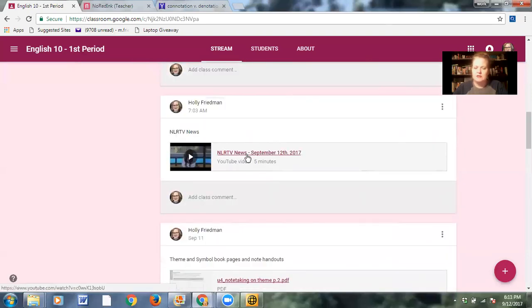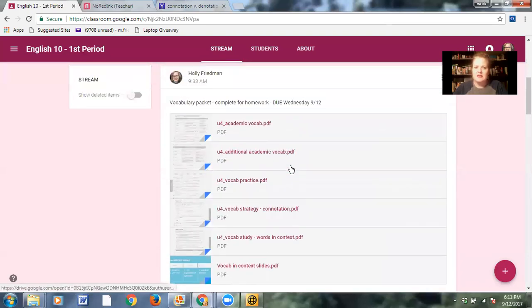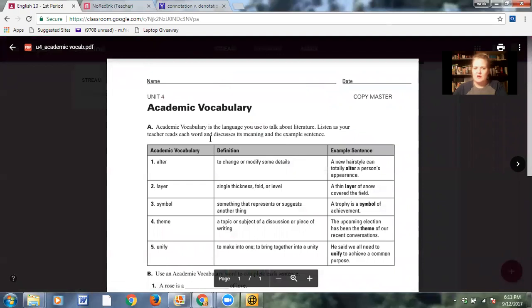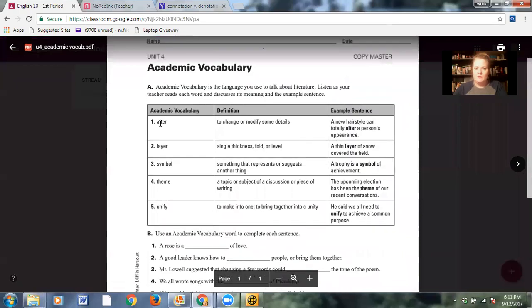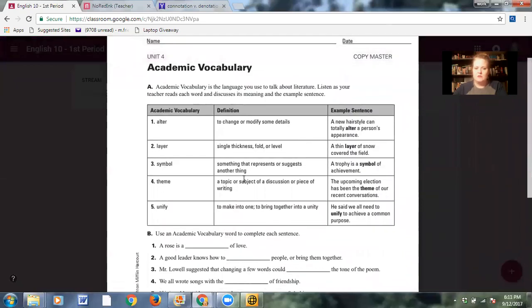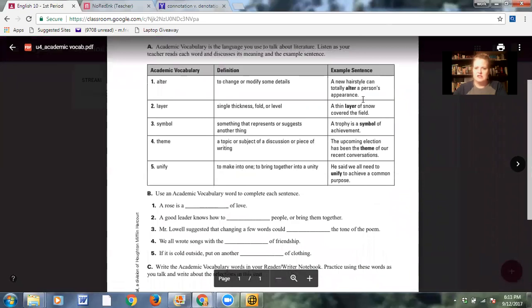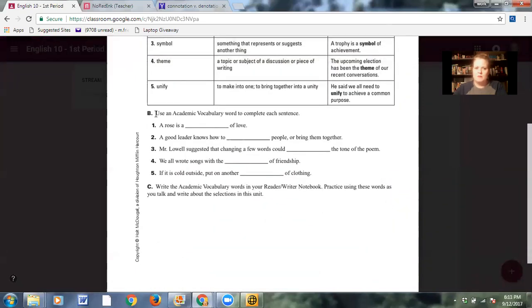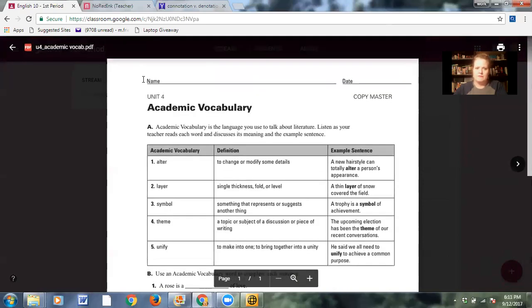All right, I posted today's news, and then I went through and I posted your vocabulary packet that we started working on today. So take a look at your packet. Go ahead and get that out. The first page was academic vocabulary. We went through that. We've got alter, layer, symbol, theme, and unify. Here's definitions and example sentences. You've also got part B where we filled in the blank, one blank per each vocabulary word, and we didn't do part C, so you can cross that off.